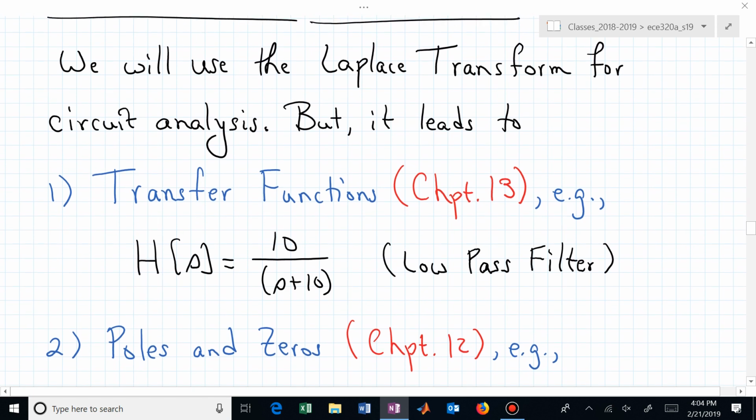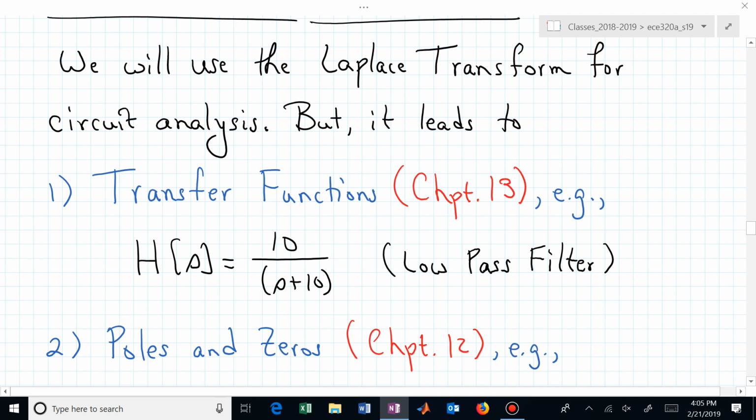We will initially concentrate on using this Laplace transform to help us with circuit analysis. Instead of solving differential equations, we'll be able to do algebra with this complex frequency variable s. And once we get an answer that may be a ratio of polynomials in s, we want to then take that back into the time domain by inverse Laplace transforming. But we didn't have to solve explicitly differential equations to get that.